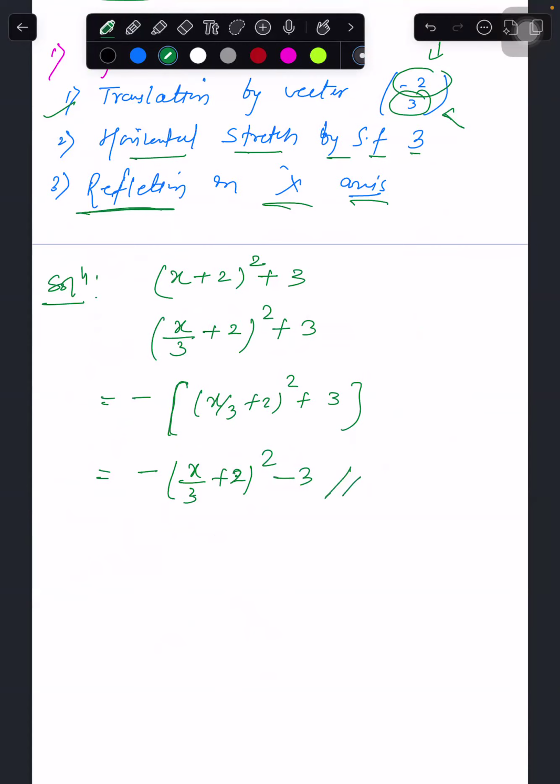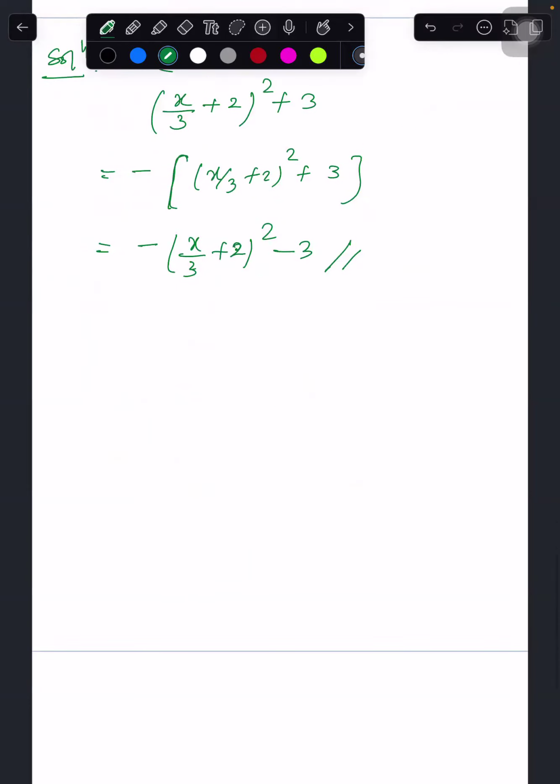Okay, yeah. Now the next type of sums which they can ask us, where we need to identify all the transformations. How do we do that? How do we do those? So we have a rule which we need to follow while writing all the transformations.